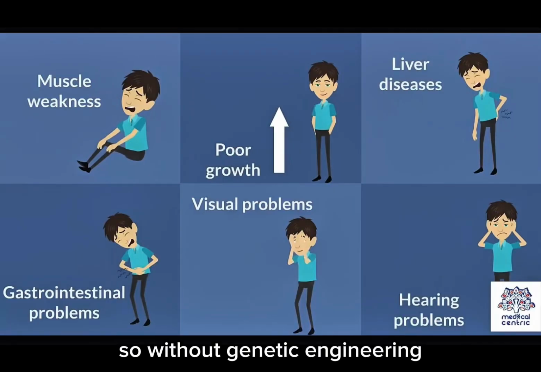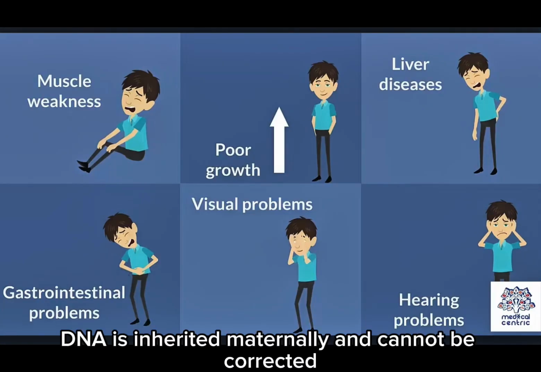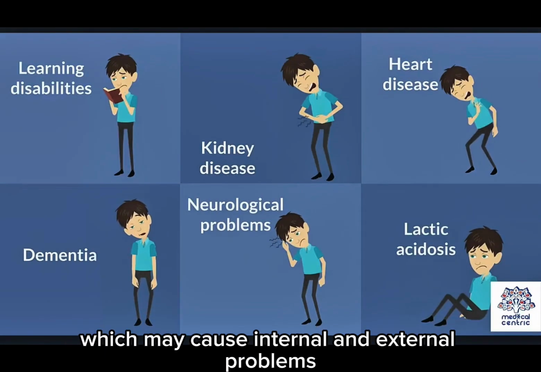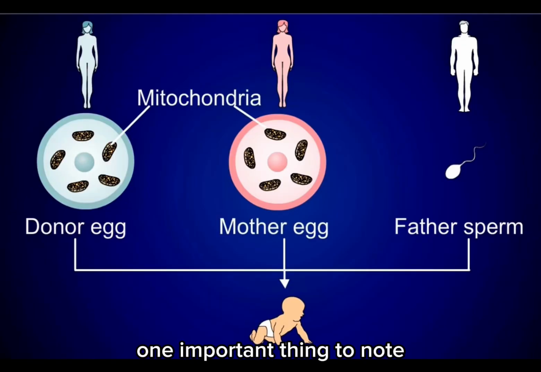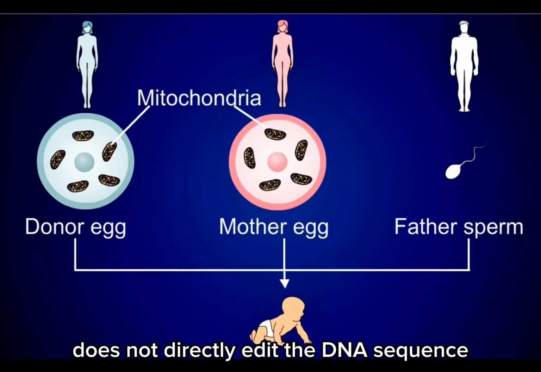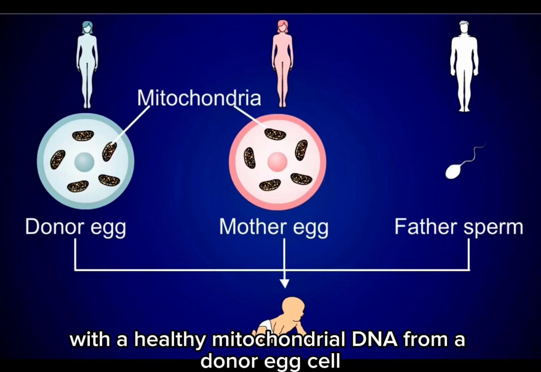So, without genetic engineering such as mitochondrial replacement therapy, mutated mtDNA is inherited maternally and cannot be corrected. This leads to mitochondrial diseases, which may cause internal and external problems. One important thing to note is that mitochondrial replacement therapy does not directly edit the DNA sequence. Instead, it replaces the mutated one with healthy mitochondrial DNA from a donor egg cell.